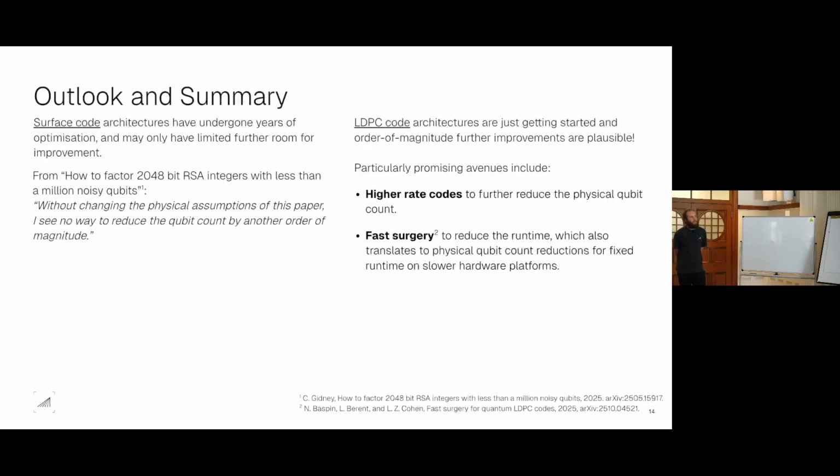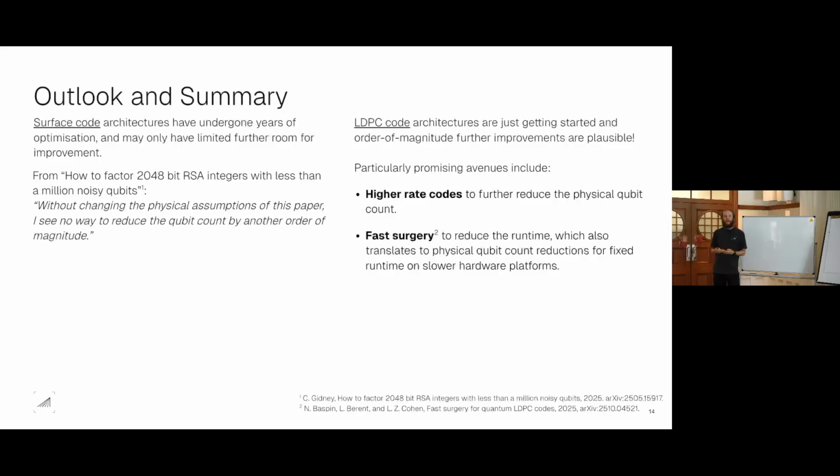And we're also very interested in fast surgery, which was published by some of my co-authors at Iceberg last year, which is a way that we can reduce the runtime by taking these logical cycles and making them take on order of a constant number of code cycles instead of order D code cycles. It's really the analog to what in topological codes is often called single-shot fault tolerance. Fast surgery is a way to achieve that with LDPC codes. We haven't implemented that into this architecture yet. It's ongoing work to put that into practice for these kinds of higher distance codes.